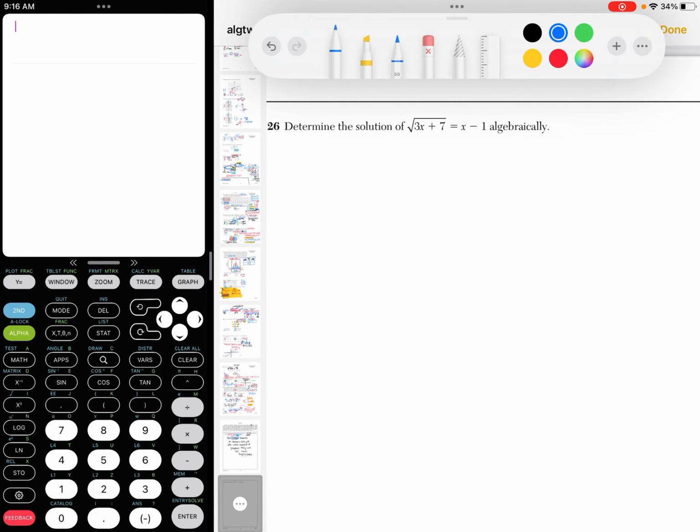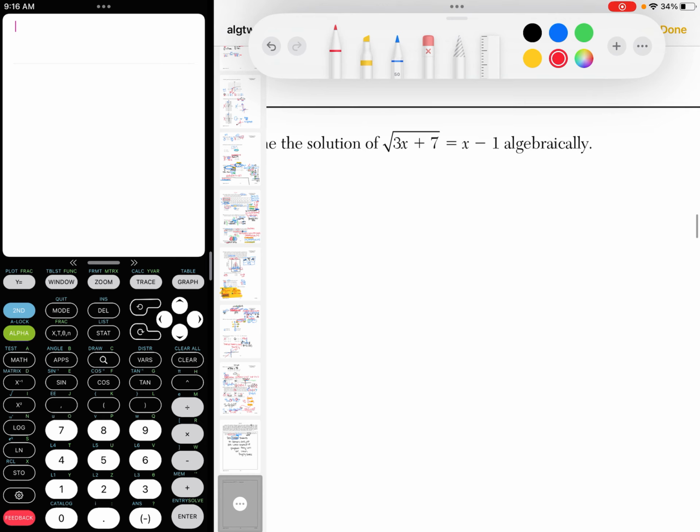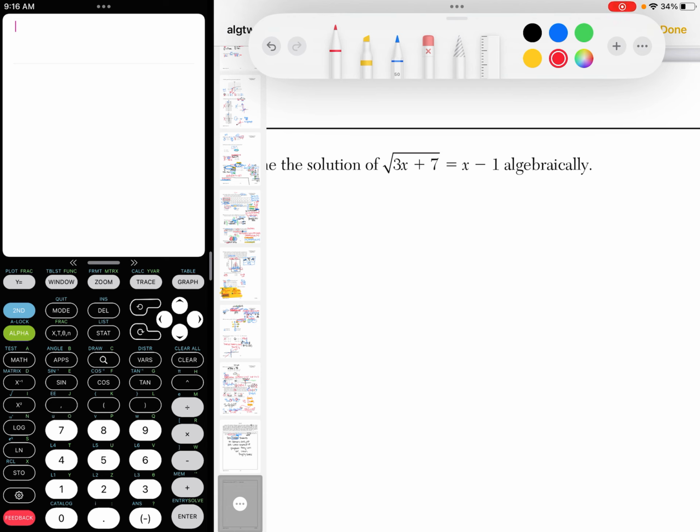All right, number 26. Determine the solution of the square root of 3x plus 7 equals x minus 1. So I have an x on both sides, but what I'm noticing here is this is a square root equation. So if it's a square root equation, I have to start by getting rid of the square root. The opposite of square rooting is squaring, so I have to put a squared here so that the square root and the squared will cancel, and I don't have that square root there anymore.